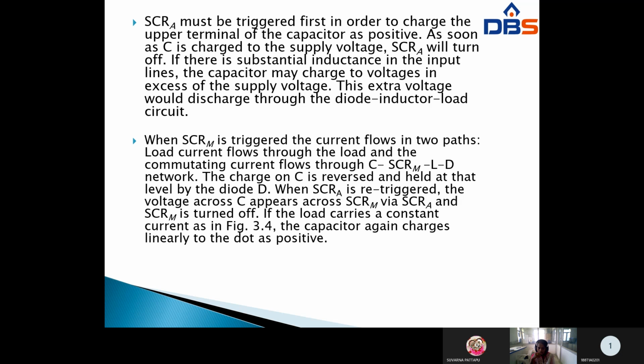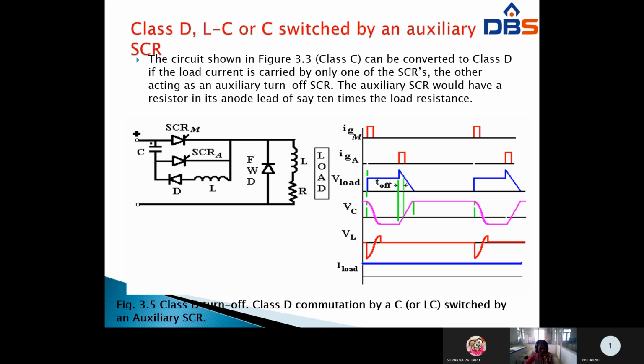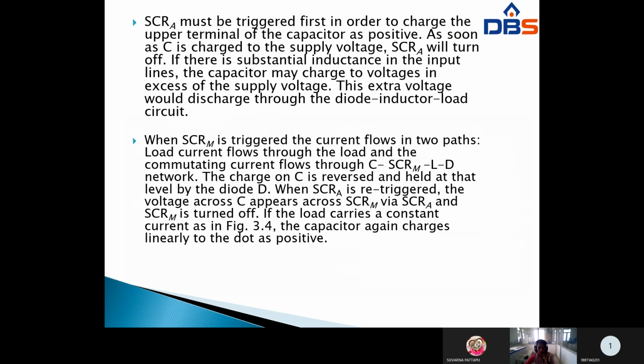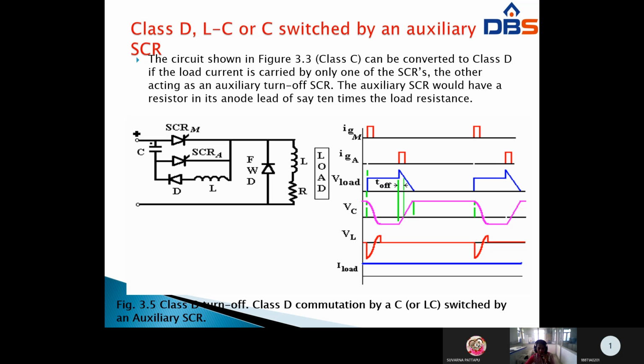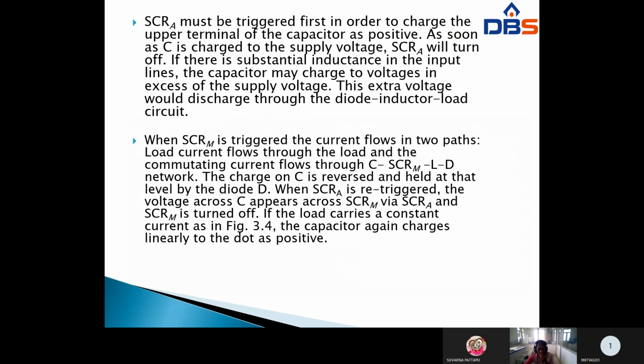If there is inductance in the input lines, the supply voltage will have an excess voltage, which will discharge through the capacitor. This extra voltage will discharge through the diode-inductor-load circuit. Whenever the main SCR is triggered, the current flows into two parts.